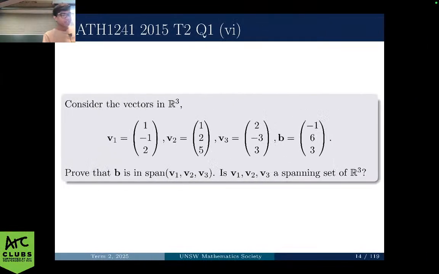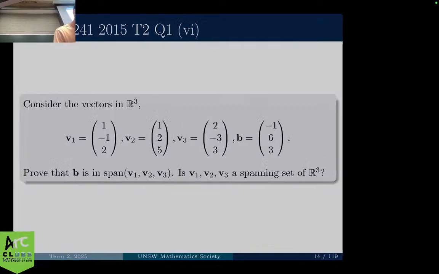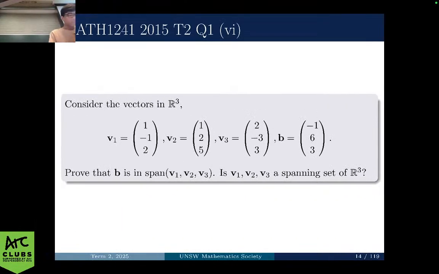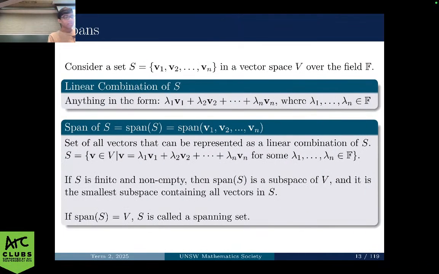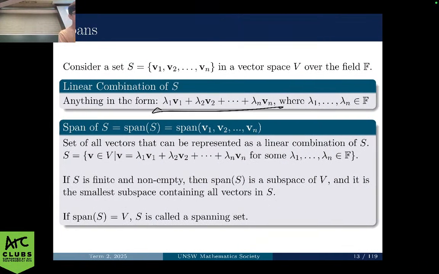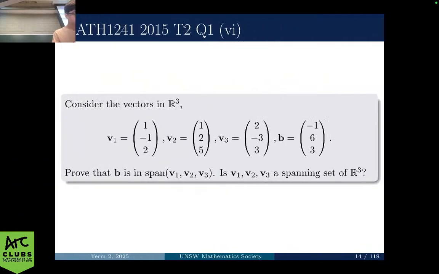So consider the vectors in R3, and I have all these 4 vectors here. Prove that B is in the span of V1, V2, V3. Well, let's see exactly what that means. So if B is in the span of these, then B must be, like I said, some linear combination of all these vectors here.